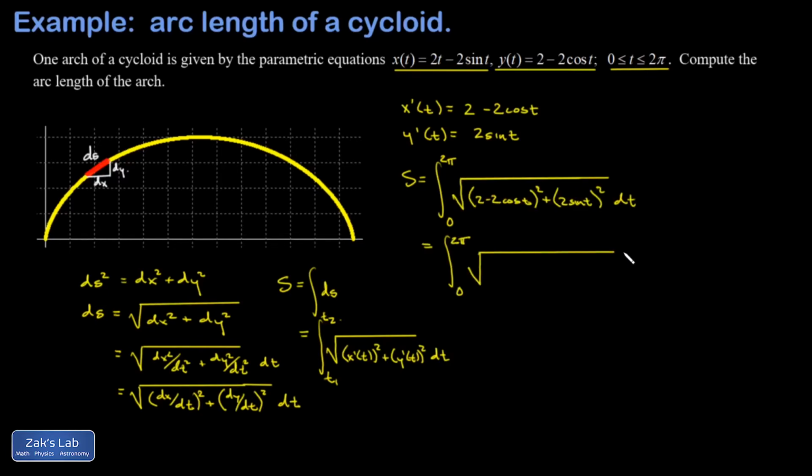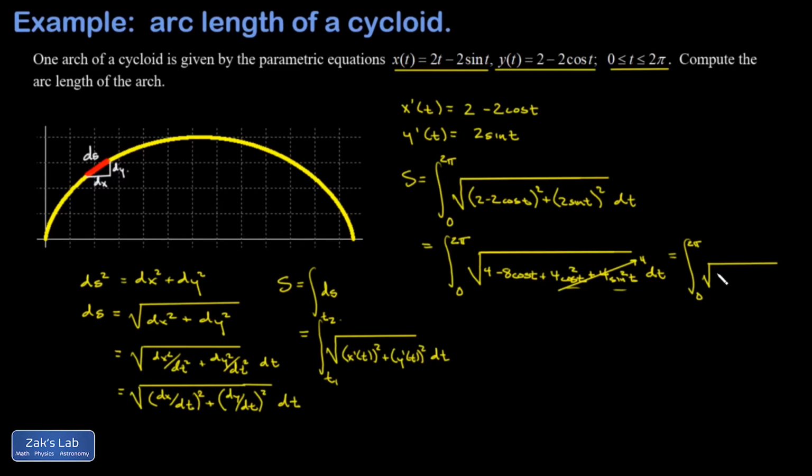Next, I'm going to expand this squared binomial, 2 minus 2 cosine t, squared. That gives me 4 minus 4 cosine t minus another 4 cosine t, so minus 8 cosine t. I'm just doing FOIL here, plus 4 cosine squared t. And then the second piece gives me a 4 sine squared t. Then I notice that I can apply a Pythagorean identity here. I can factor a 4 out of the 4 cosine squared plus 4 sine squared, and cosine squared plus sine squared is just 1. In other words, this term reduces to 4. And when I combine it with the 4 out in front, that gives me an 8.